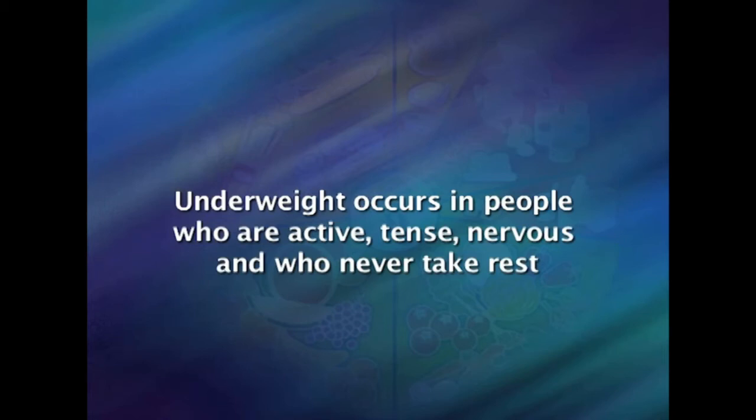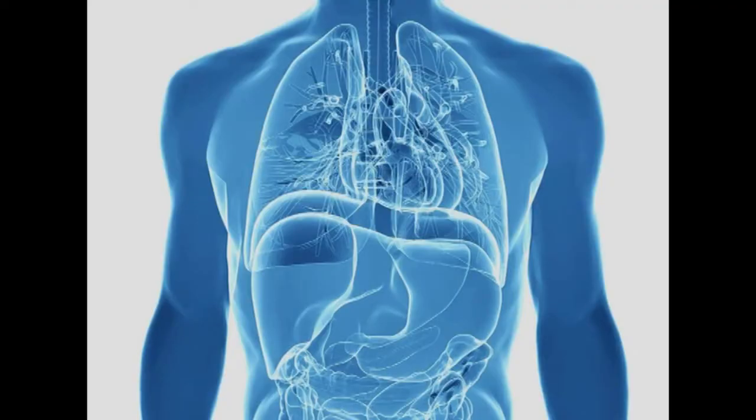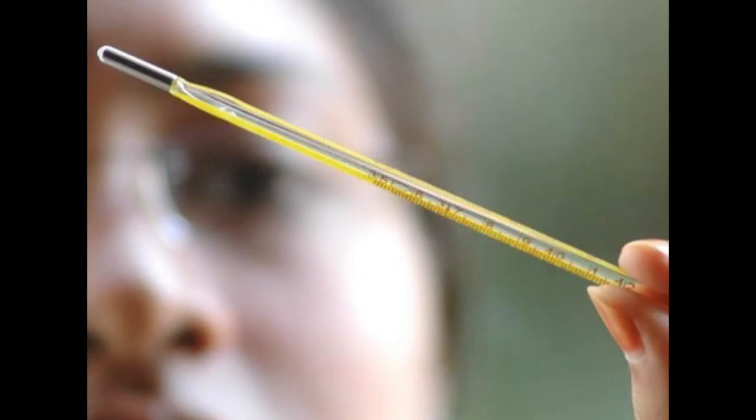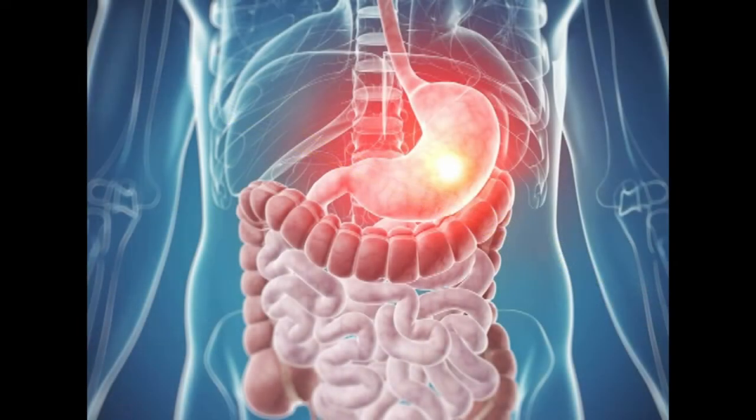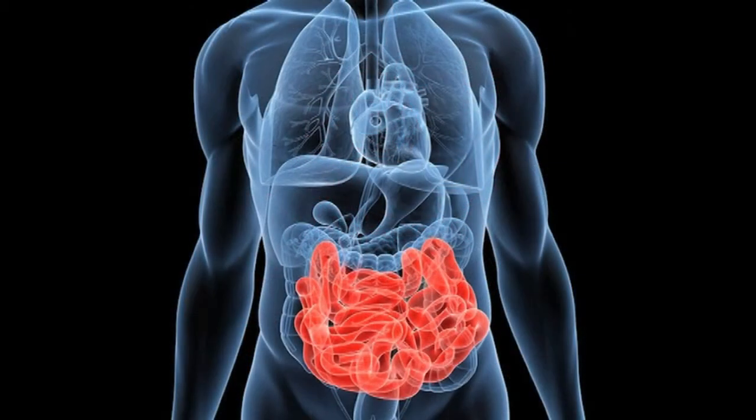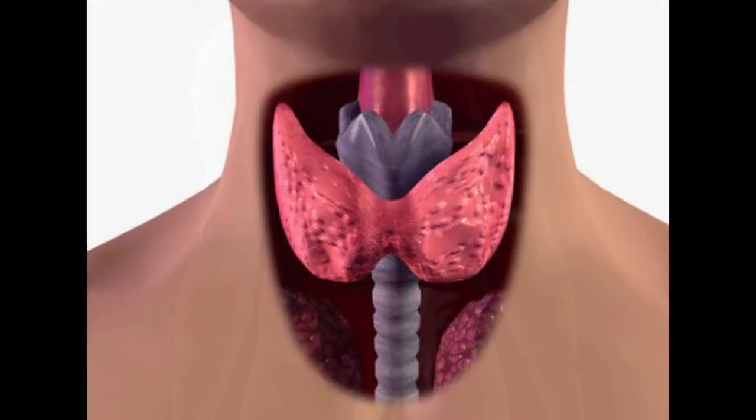Underweight occurs in people who are active, tense, nervous, who never take rest. When it reaches a severe state, psychological efficiency as a whole is reduced and their power of concentration, decision making and withstanding calamities is very poor. Working efficiency is poor and productivity is less. He cannot work continuously for a long period because the nutrient supply will not be sufficient in the body. It occurs in pathological conditions such as fevers, gastrointestinal disturbance where the digestion and absorption capacities are decreased, and in hyperthyroidism.